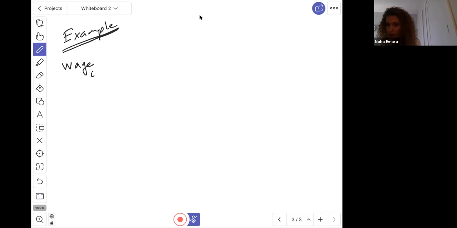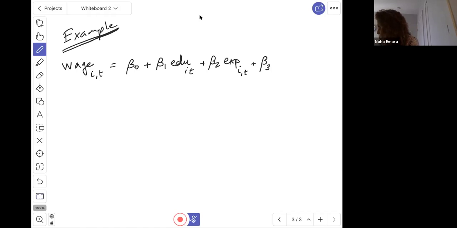Now I used to have it just sub I, now I'm going to have it sub IT, and this is equal to beta naught plus beta one education IT, so my wage would depend on my education, plus beta two experience IT, plus beta three, I can also have experience squared, but just make it simple for now. I just want to give you the panel model. The correct one would have experience squared, and also age and age squared, but just make it simple. And then we have that error term.